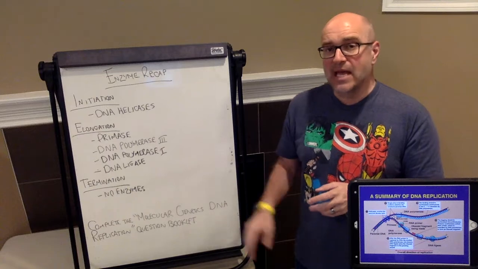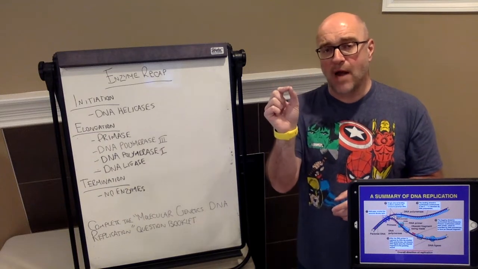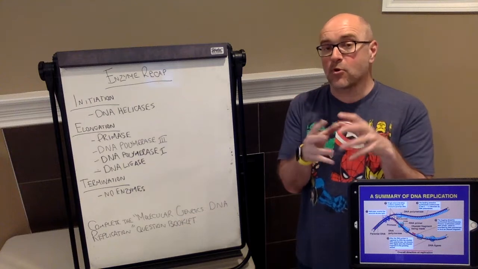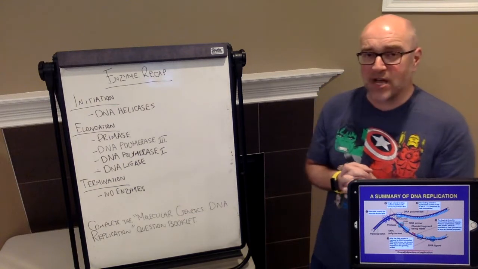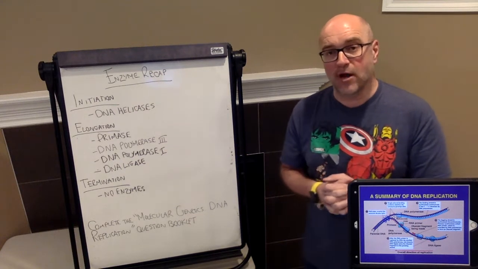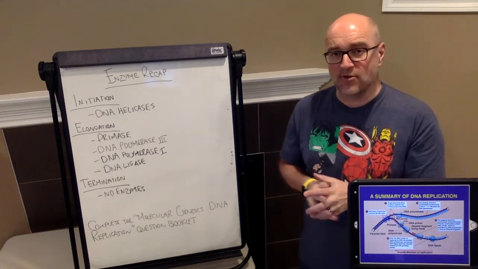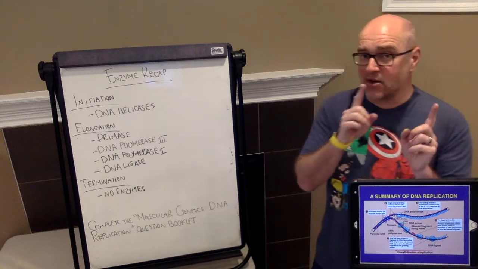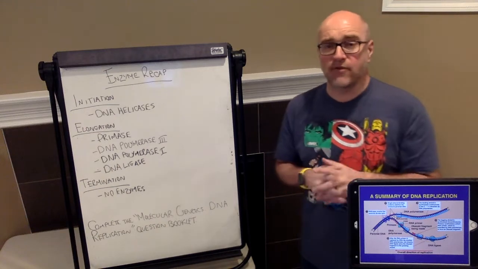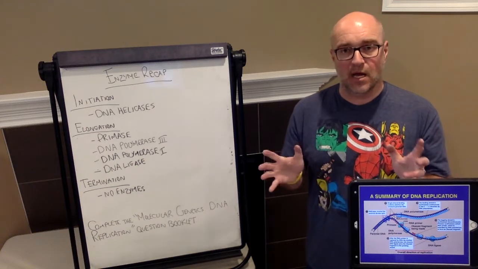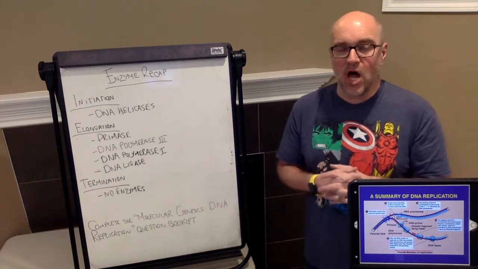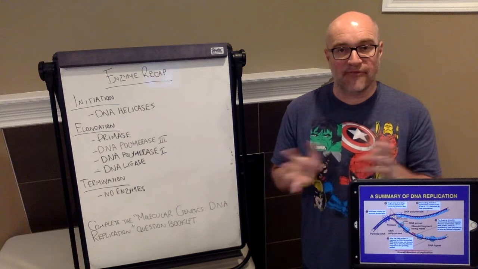And then finally, any place where these RNA primers were replaced with these new sections of DNA by DNA polymerase 1, we have to seal up the gaps using an enzyme called DNA ligase. And ligase we'll discuss in great detail in our last conversation in this unit, which will be about genetic engineering. Ligase is used a lot in creating genetically modified organisms.